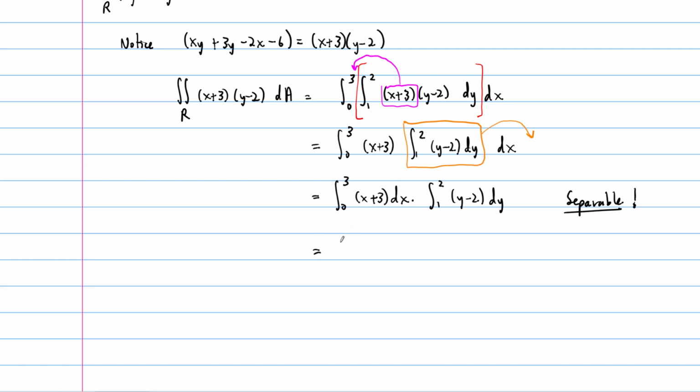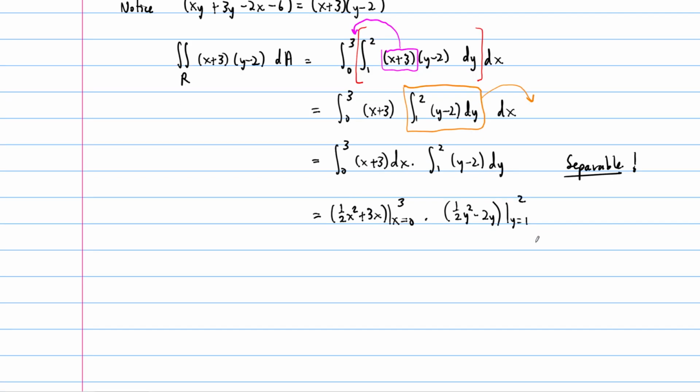All right, so let's do it. This one's going to be 1/2 x squared plus 3x evaluated from 0 to 3. And this one's going to be 1/2 y squared minus 2y evaluated from 1 to 2. So this one's 9/2 plus 9, and so that's going to be 27/2, right? 9/2 plus 9 is 27/2. And then this one is going to be 2 minus 4, so negative 2, minus 1/2 minus 2, so that's plus 3/2. So that whole thing's negative a half. And when we multiply this together, we get negative 27/4. So check my work there, but negative 27/4 just by multiplying those together.